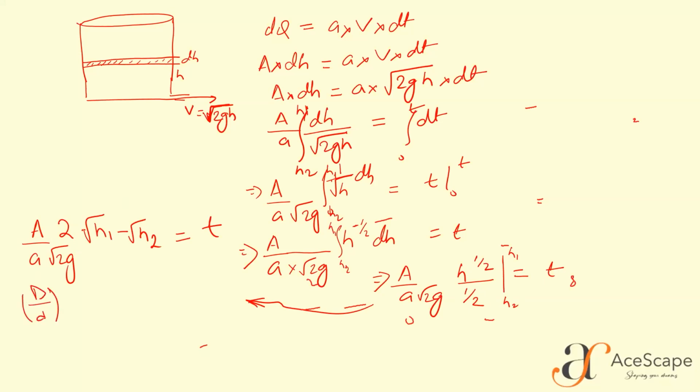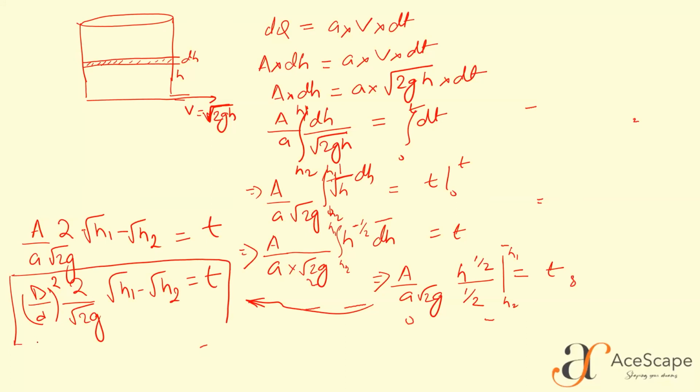So this is the expression we are getting, and area can also be written as diameter, D upon d whole square. Why? Because it is pi d square by 4 basically. So the constant term will cancel out, and we will get this term √2g into √h1 minus √h2. So this is the expression that you can remember. It will save a lot of time, and it will be used in many of the questions.